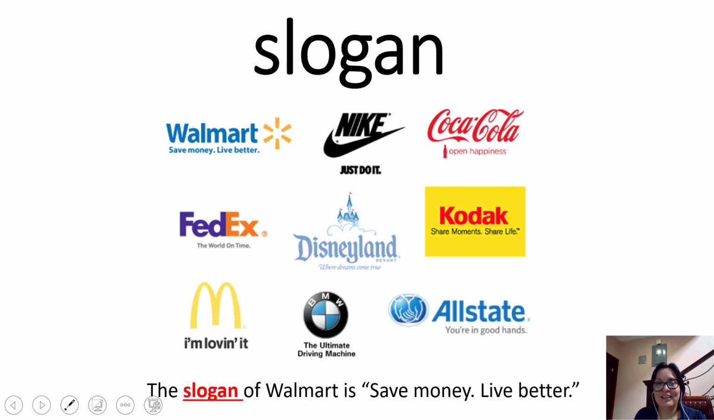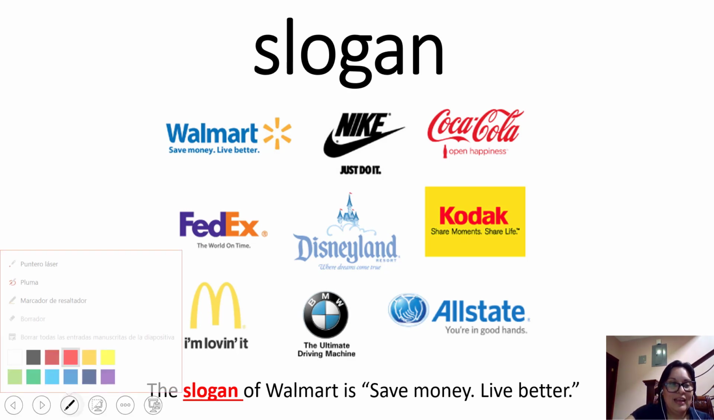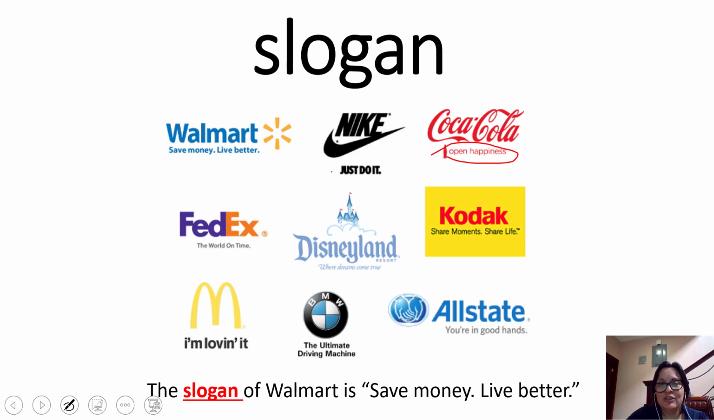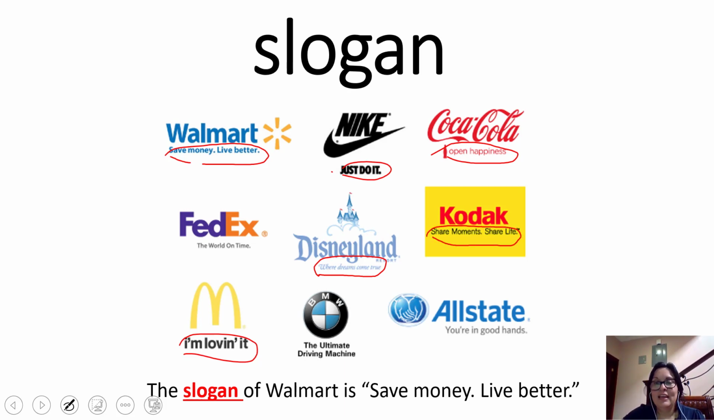For example, Nike, just do it. Coca-Cola, open happiness, but it's not true, open sickness. Okay, let me see. For example, this one, look. This M is for McDonald's, right? I'm loving it. So these phrases that you can see here, open happiness, just do it, save money, live better, I'm loving it. For example, Disneyland, where dreams come true. Those are slogans. The slogan of Kodak, for example, is share moments, share life.